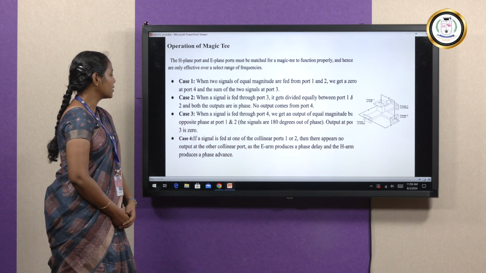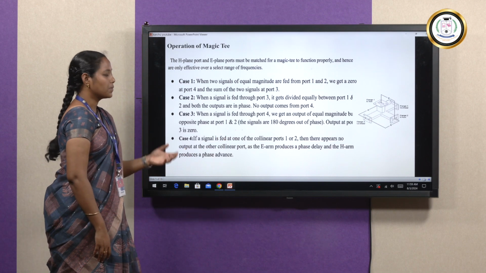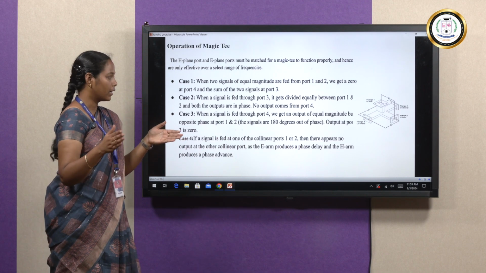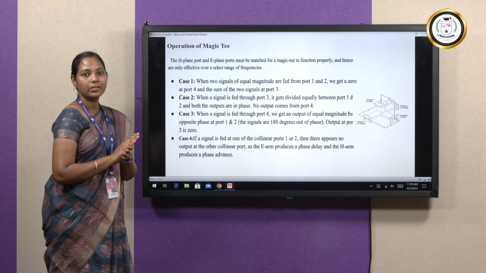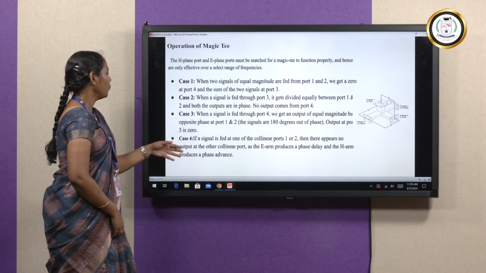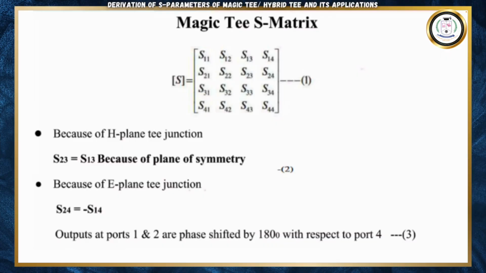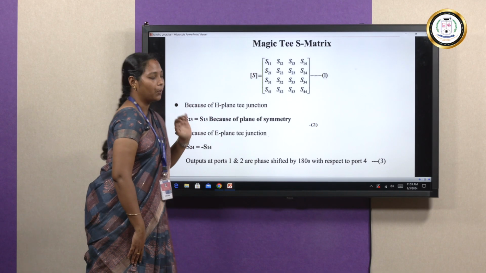So the fourth point is, if a signal is fed at one of the collinear arms, either the first port or the second port, there is no output in the first port or second port, okay. So that has been mentioned as 0. That is what they have given here in the fourth case. The next thing is, we said it is a 4 cross 4 matrix, so we have to write the S matrix in 4 cross 4, from S11 to S44.